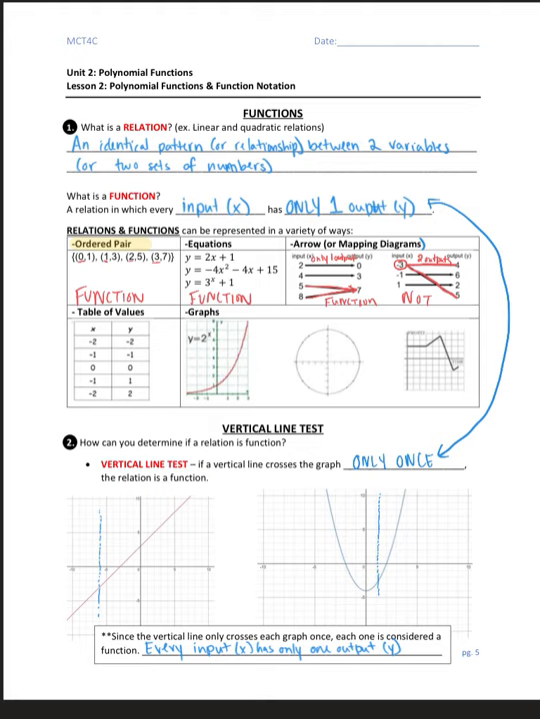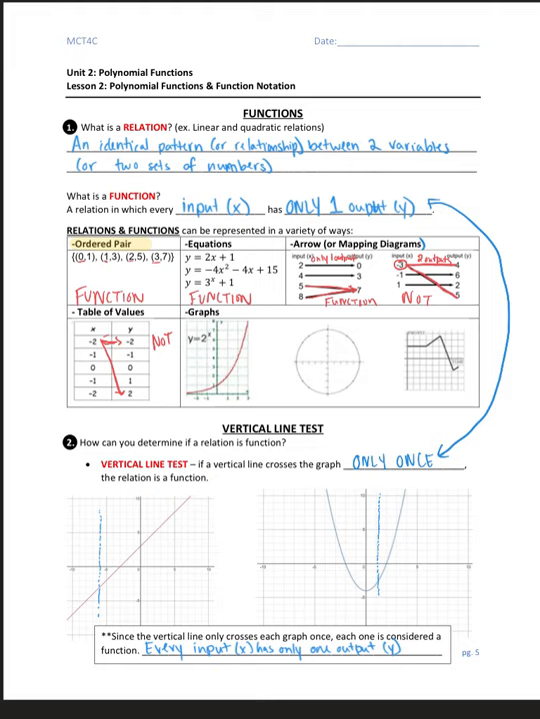If you look at our table of values, our -2 x value is going to have a y value of -2. But it also has a y value of +2. If you look down here, you have -2 again. And so again, there's two outputs here, so this is not a function.